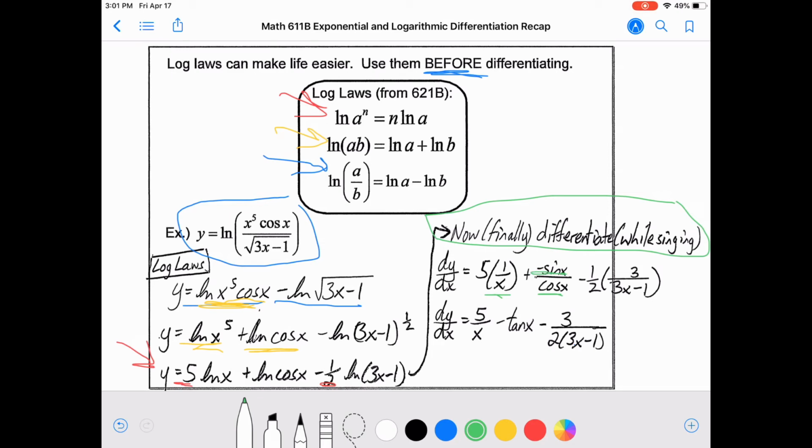Minus, and the half is going to stay, and then original on the bottom because it was ln of 3x minus 1, and its derivative on the top. And then after that, we can just go ahead and collect stuff up. So we have 5 over x minus sine over cosine, so that's just tan x. And in the last one, we'd have a 3 on top, and then 2 times 3x minus 1 on the bottom. Now that might look like a lot of work, but if you do it without the log laws, it is going to be a million times more painful than that.